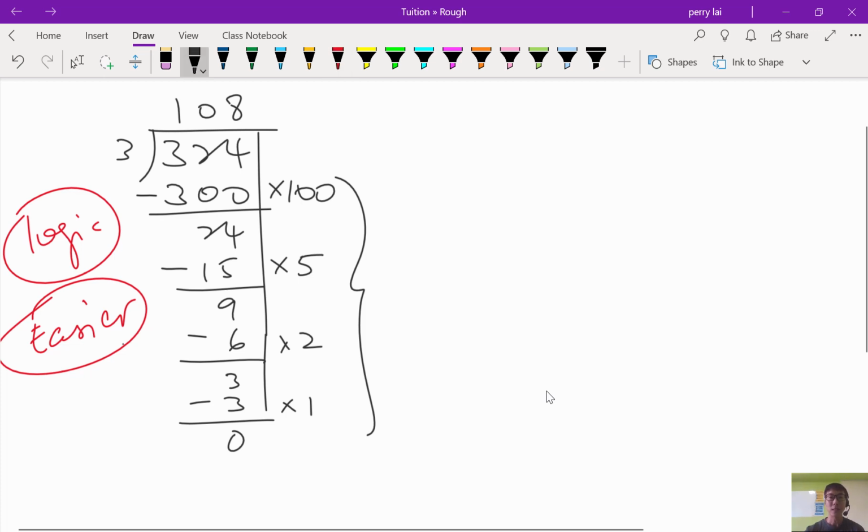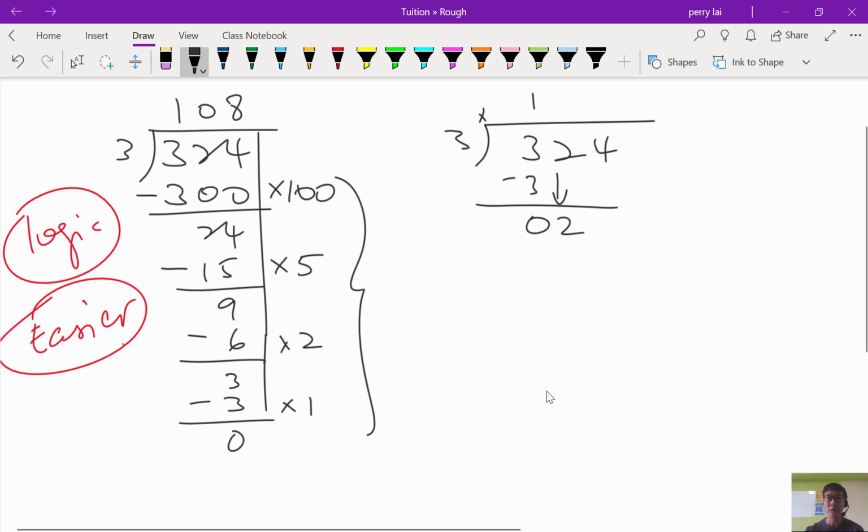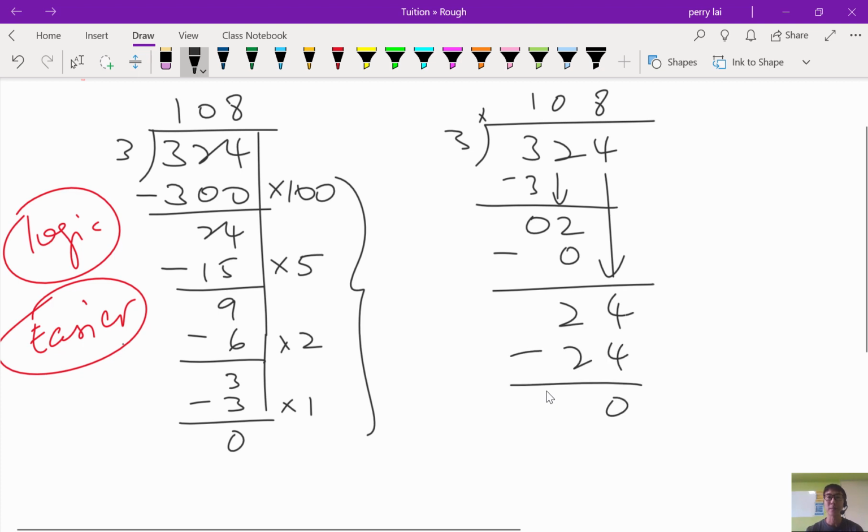Let's do the traditional method of division over here. So 1 times 3 is 3. Bring down the 2. You can't fit 3 into 2, so you gotta put a 0 here. You gotta multiply with a 0, subtract it here, put a 2, bring down the 4. Now you have 24, so you gotta know your 3 multiplication table to know that it's gonna be 8, and then you subtract and you find no remainders.